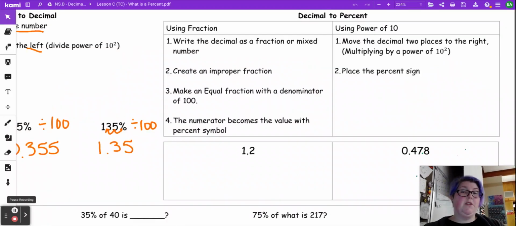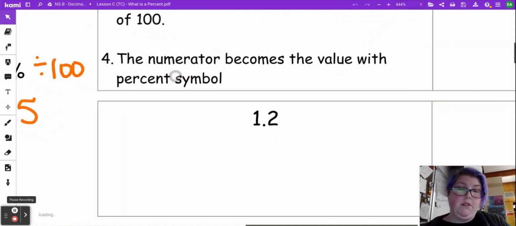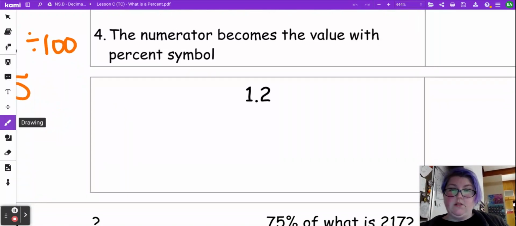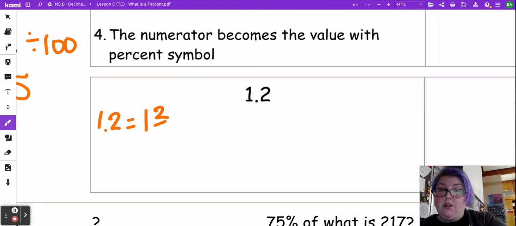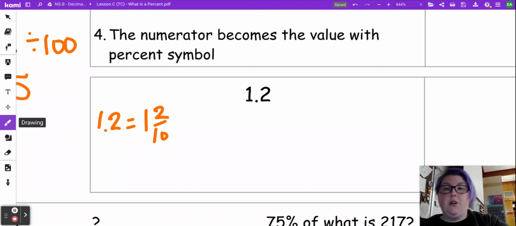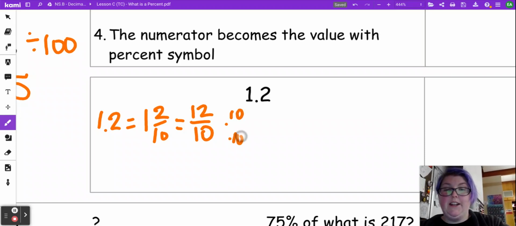So now what happens when you need to convert back, when you need to go from a decimal to a percent? So there are 2 different ways to do it. You can use a fraction or you can use the power of 10. I am going to go over both pretty quickly. So first we're going to use the fraction. We're going to make 1.2 into the fraction that is literally 1 2/10. And then we are going to turn this mixed fraction into an improper fraction, 12/10.